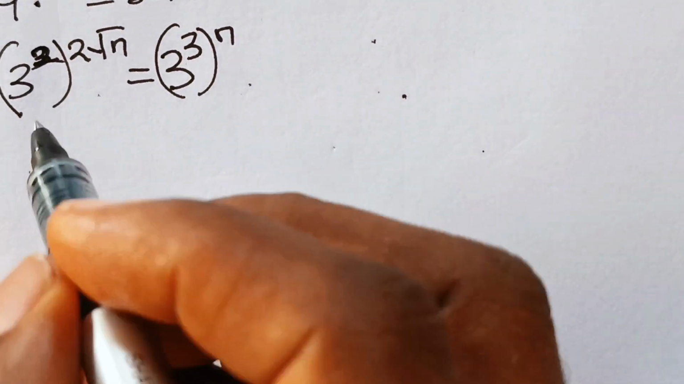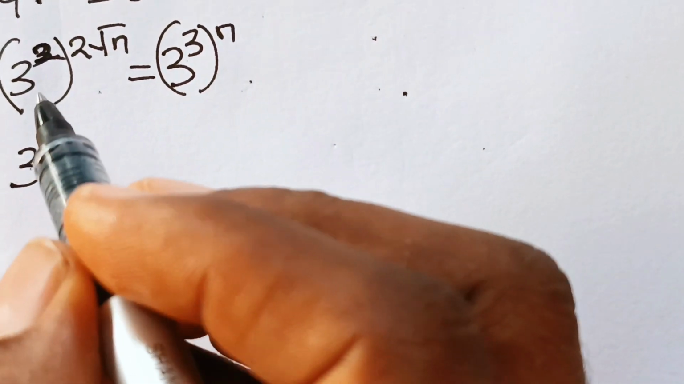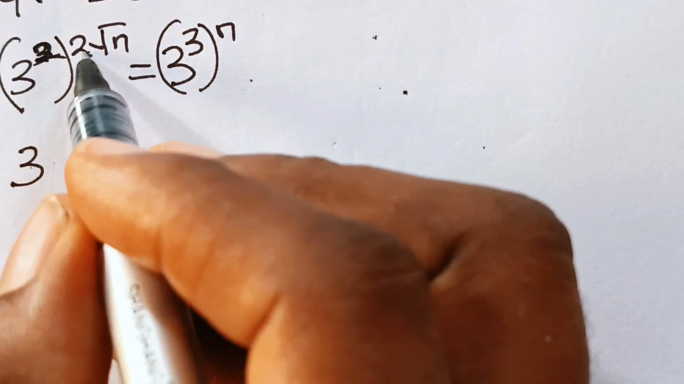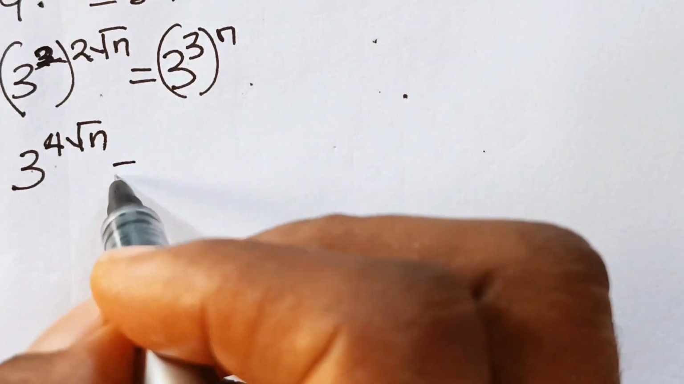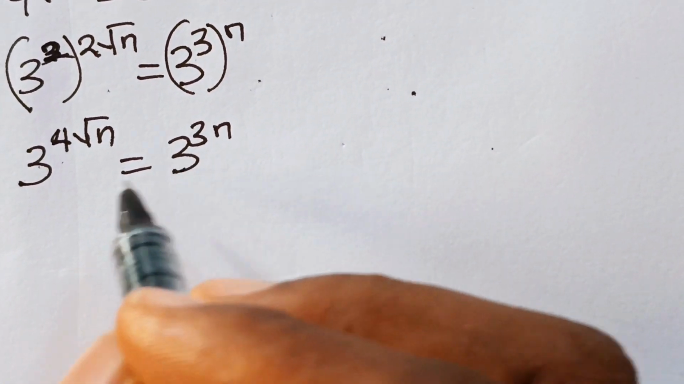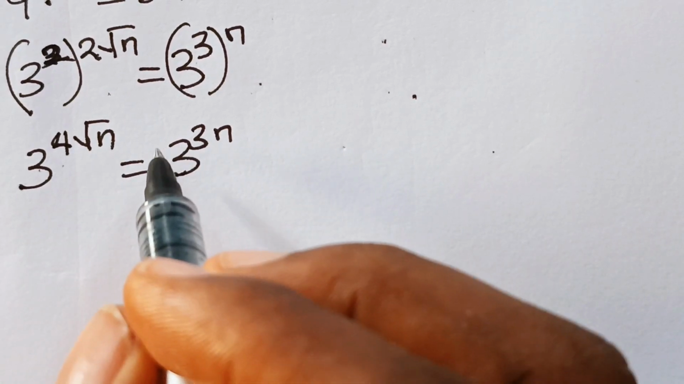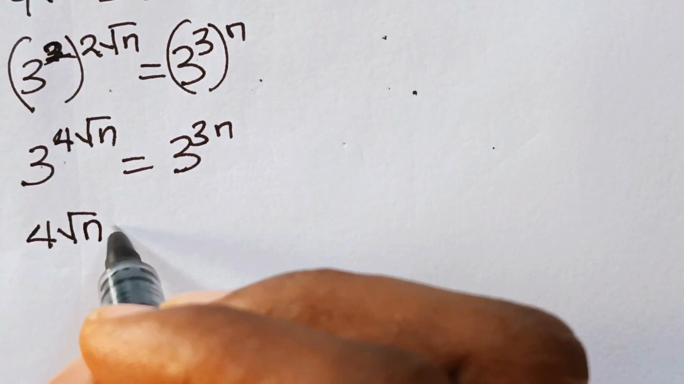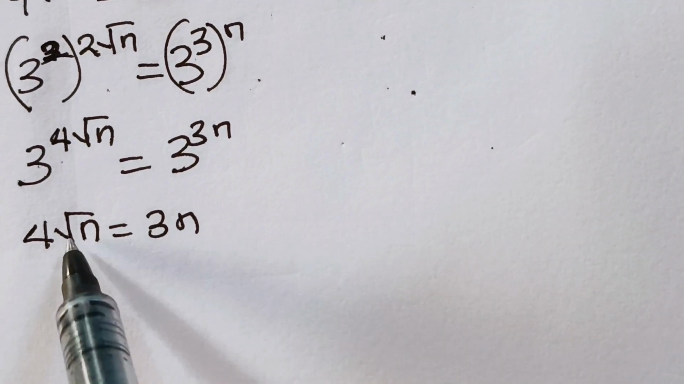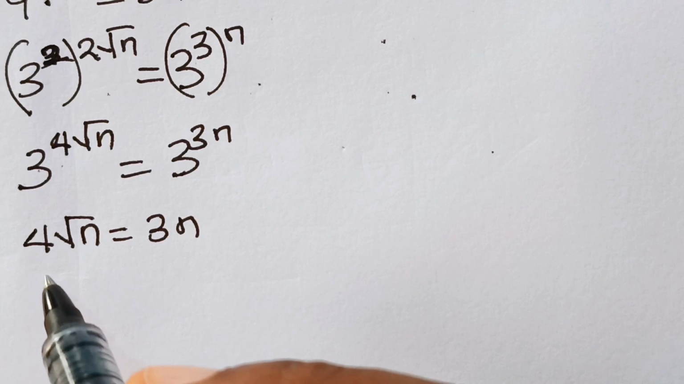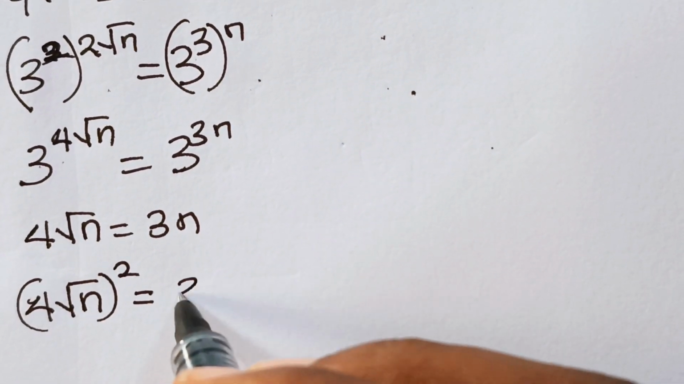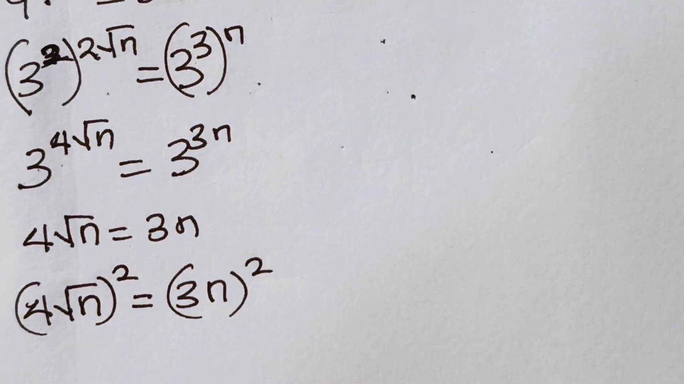All right, now we can write this as 3 to the power of, when you have two powers, you can multiply them together. So 2 times 2 will give us 4 root n, is equal to 3 to the power of 3n. Now we have the same base, so we can equate the powers. Therefore, 4 root n is equal to 3n. Now we can square both sides of the equation because of this root here. So if we square, we have 4 root n squared is equal to 3n squared.